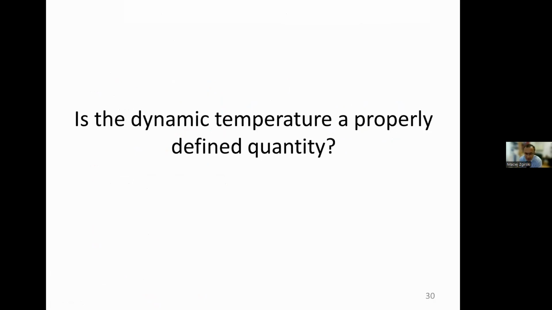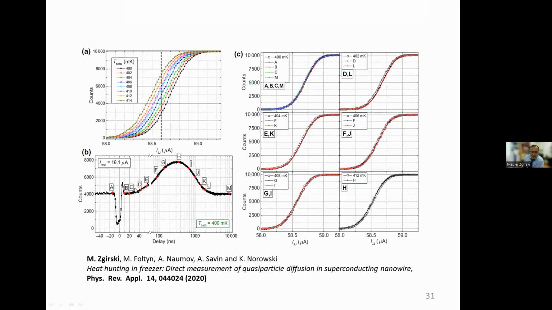Some people would say, you measure temperature very fast. Are you really measuring the temperature? Your temperature is not a properly defined quantity, because thermodynamic temperature requires a well-defined distribution of electrons. The distribution of quasiparticles should follow the Fermi-Dirac distribution. So are you sure that you have the proper distribution? Maybe you should call this temperature some effective dynamic temperature. So here is the answer.